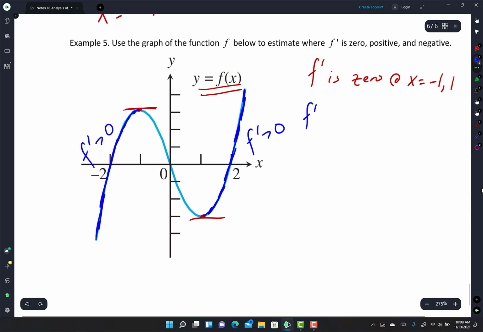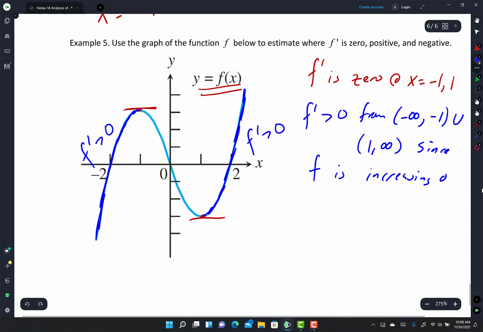I'm going to write F prime is positive from -infinity, comma, all the way to -1, union, and from 1, comma, all the way to infinity, since F is increasing. Yes, that is specific language. The graph of F has a positive slope between -infinity and -1, and 1 to infinity, since F is increasing. But the best one is to say F prime is positive.